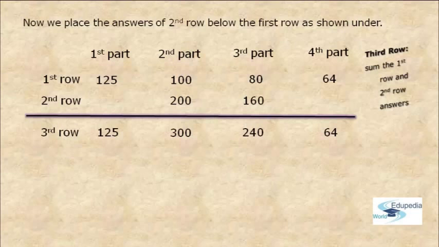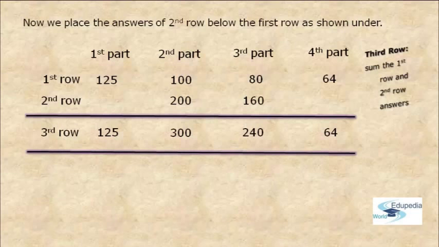Now let us place one more horizontal bar. Now we have got the first, second, third and fourth part of the third row answers. Now what we have to do here is add up all the parts we have got in the third row by using some special rules of additions and carry-ons.